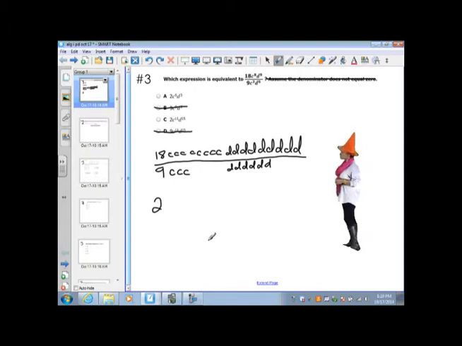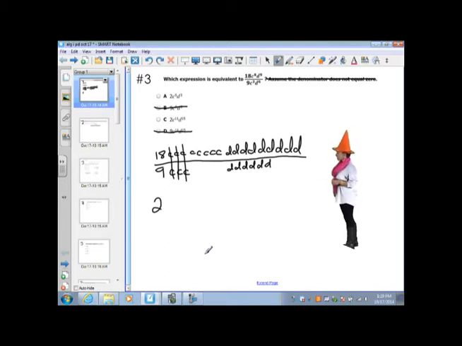Now the next thing we're going to simplify is our C's. And what we're going to do is we're going to draw a straight line from top to bottom through any of our C's that match on top and match on the bottom. And we've got 3 on top and 3 on the bottom. So that leaves us with 5 C's on top.